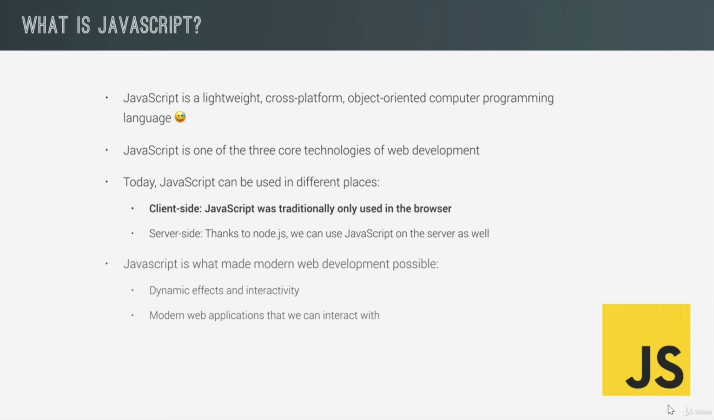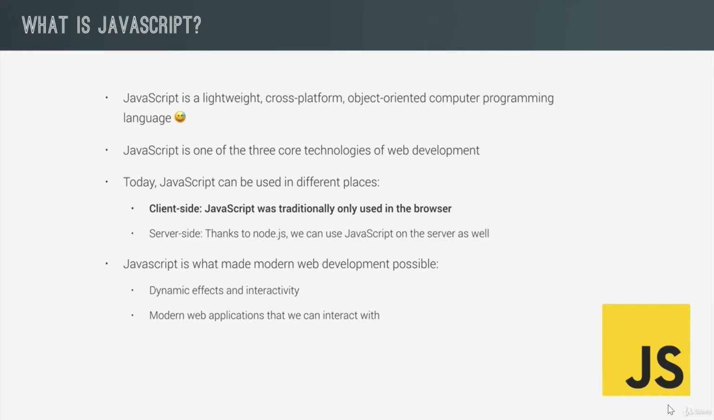So in summary, JavaScript is what made modern web development possible. It allows us to not only add dynamic effects and interactivity to simpler websites, but it also allows us to develop complex modern web applications that we can interact with and that almost feel like the apps that we use on our computers and phones every single day.